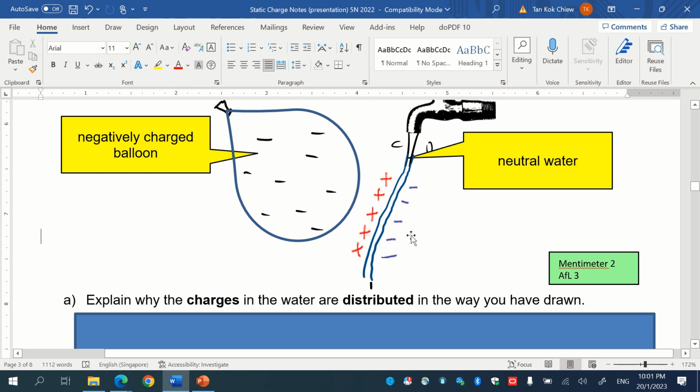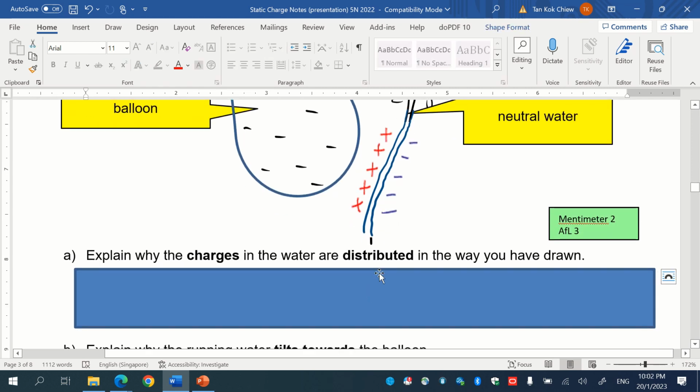Okay, because it has been repelled by the electrons on the balloon. That's why it gets repelled to the right side. Okay, we always start by explaining the electron on the neutral body. Why did it go to the right side? Because they are repelled by the electrons of the balloon. That's why it gets pushed to the right side. And why did it get pushed? Because like charges repel.